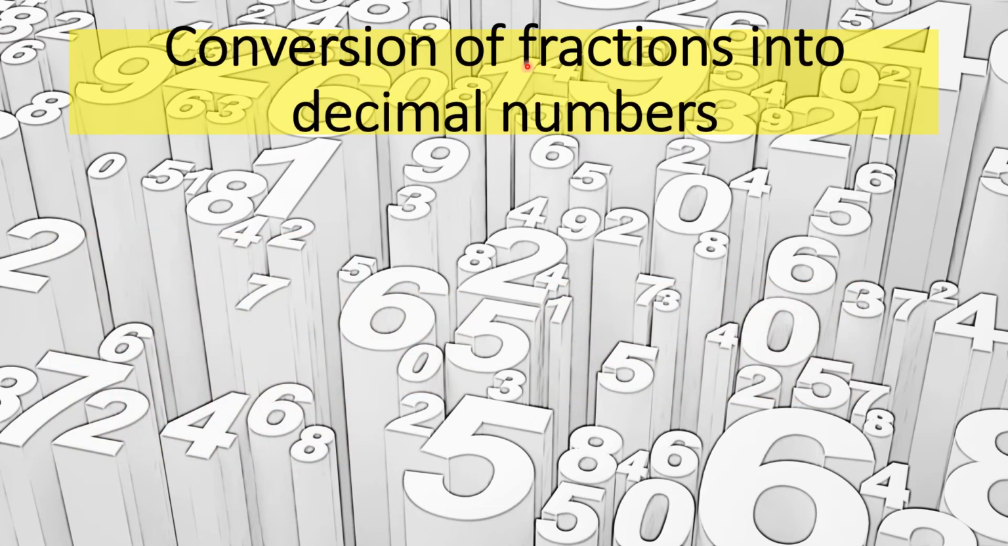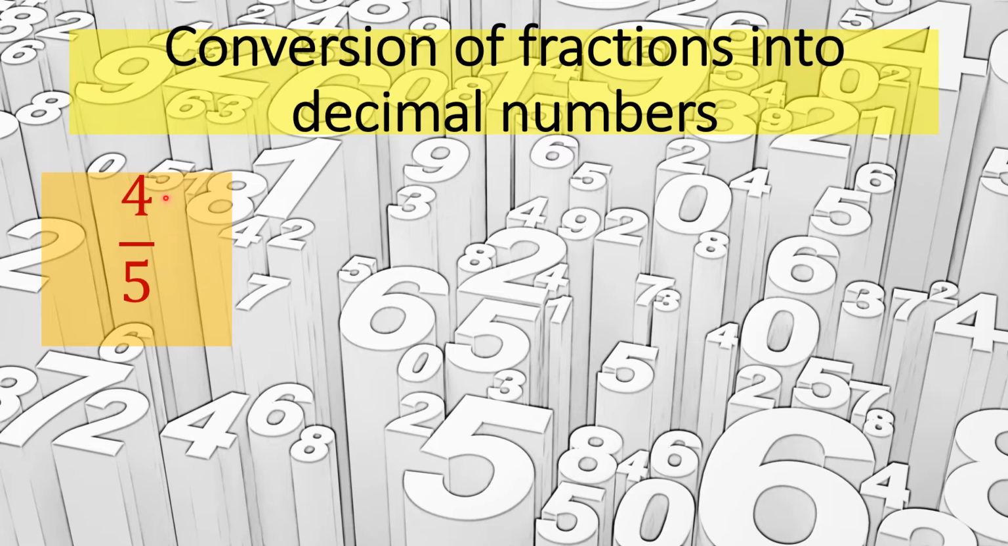Next thing is conversion of fractions into decimal numbers. Now we will take some fractions, not decimal fractions. It means fractions where the denominator is not 10, 100 or 1000. The denominator will be a number other than that. So like this, 4 by 5. Here the denominator is 5, not 10, 100 or 1000. So what we will do now? How will we convert this fraction into a decimal number?